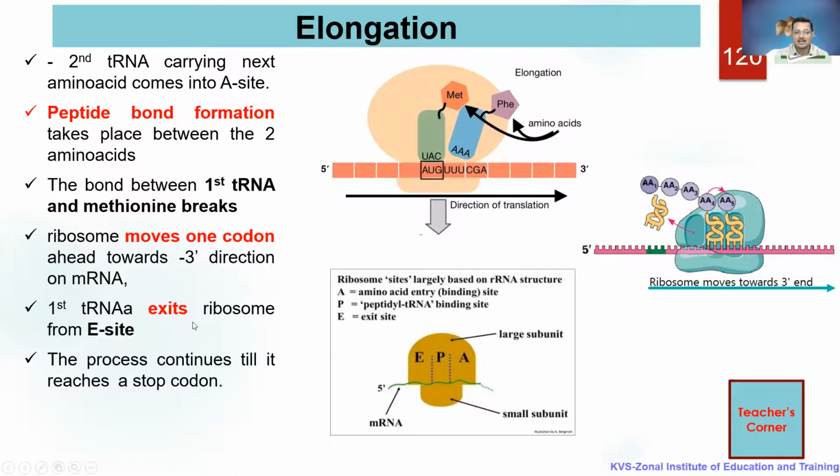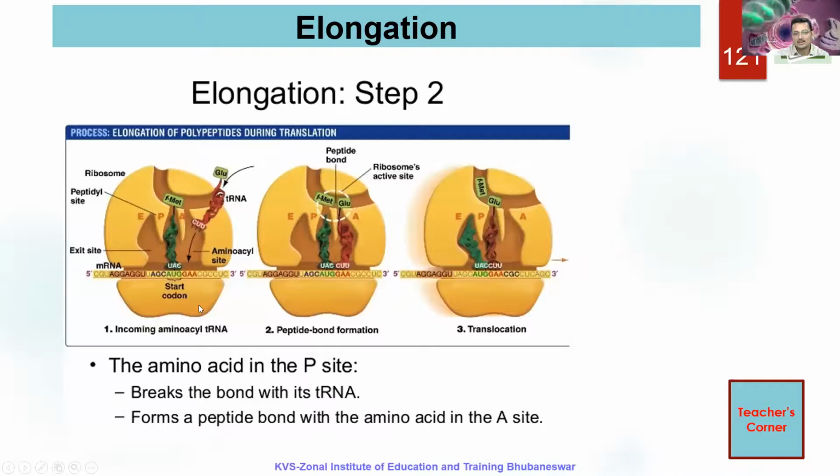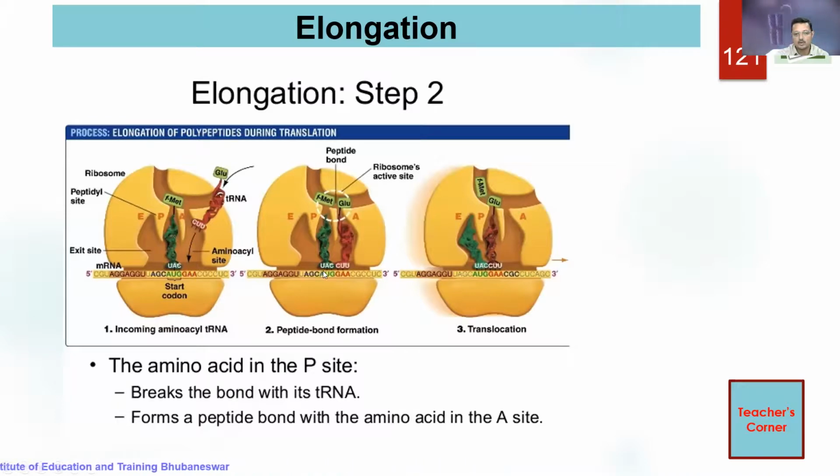Now, the first tRNA exits from the E site, right? The tRNA from the A site comes to the P site, and the A site gets free. Thereby, the next amino acid is invited, right? So you see here, there is a movement. This is the A site. At the peptidyl site, the new amino acid is coming, it is moving one step forward, and thereby another vacancy is created, just like a musical chair game.